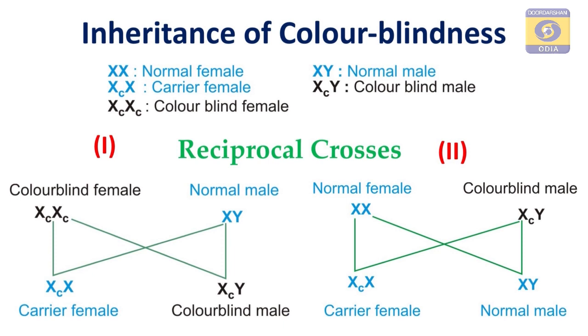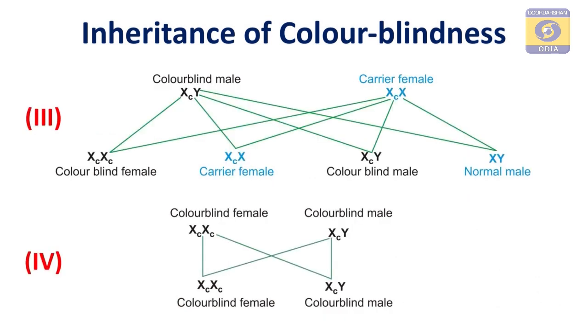In the first case, the sons are colorblind, but in the second case, the sons are normal, because it is an X-linked recessive trait and does not give the same result in reciprocal crosses. Okay? Then see the next cross, cross 3, that is the marriage between colorblind male and carrier female. It produces colorblind daughters, carrier daughters, colorblind sons and normal sons, right?